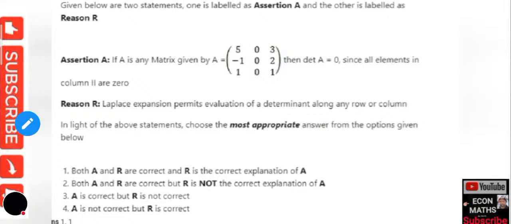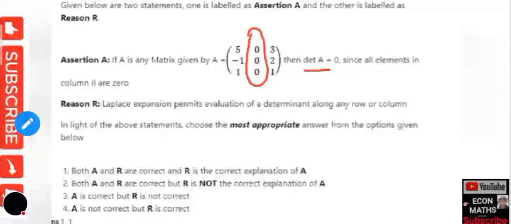Another question on mathematical economics was given, we were given assertion and reasoning. Assertion was, if A is any matrix given by this very matrix, then the determinant of this very matrix is equal to 0, since all elements in the column second are 0. And the reason was given: Laplace expansion permits evaluation of a determinant along any row or column.